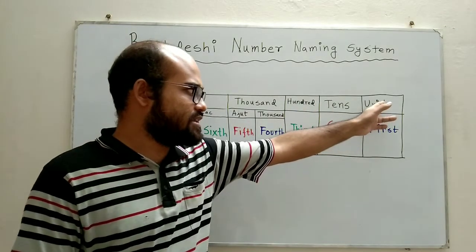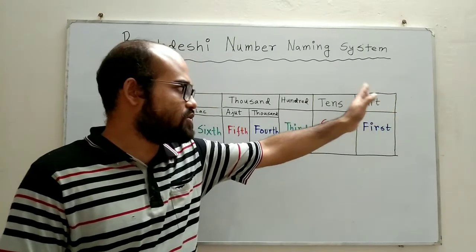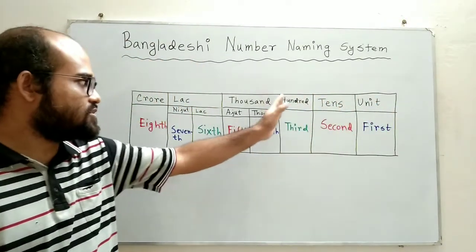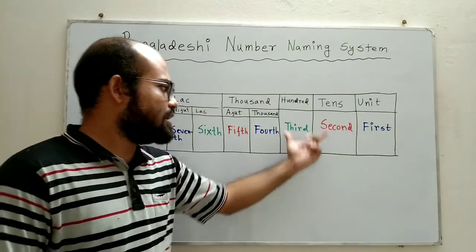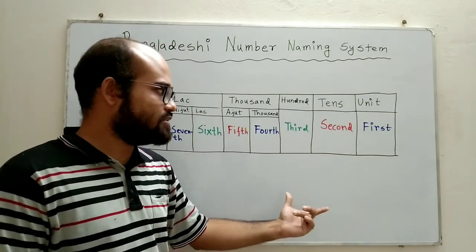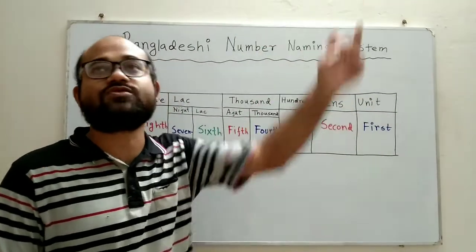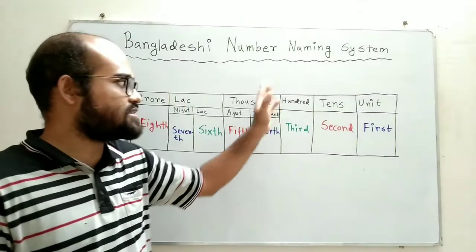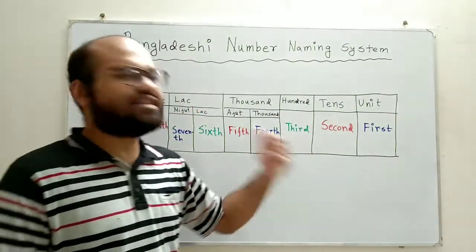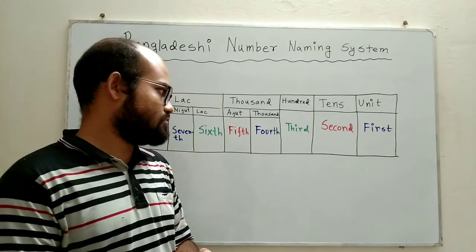And as you can see, on the extreme right corner, we have units followed by tens, hundreds, and so on. Now, the first three places of a number have the same names as those used internationally. For instance, unit, tens and hundreds. Now let us explain each of the places one by one.